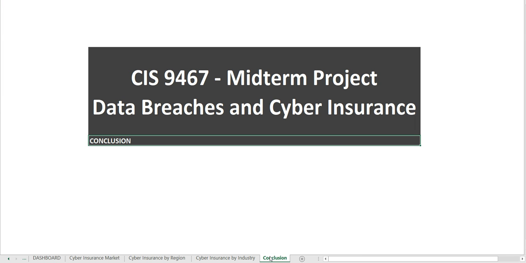So what are the key takeaways here? Data breaches have been increasing and getting more advanced, at least in terms of their reach. And then, organizations in North America have been responding by buying more cyber insurance, expanding coverage, as well as increasing policy limits. Thank you.